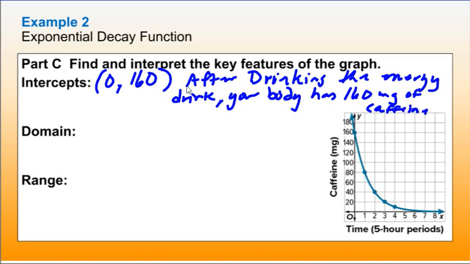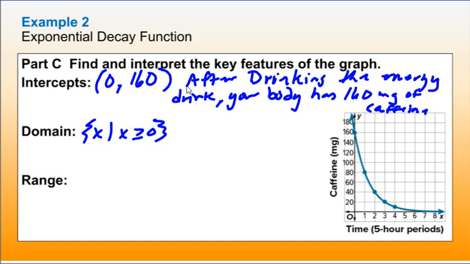The domain here would be greater than or equal to 0. So the time period, amount of time, which is 5-hour periods, would just be x such that x is greater than or equal to 0. You can't have a negative amount of time periods, so it's always going to be positive.